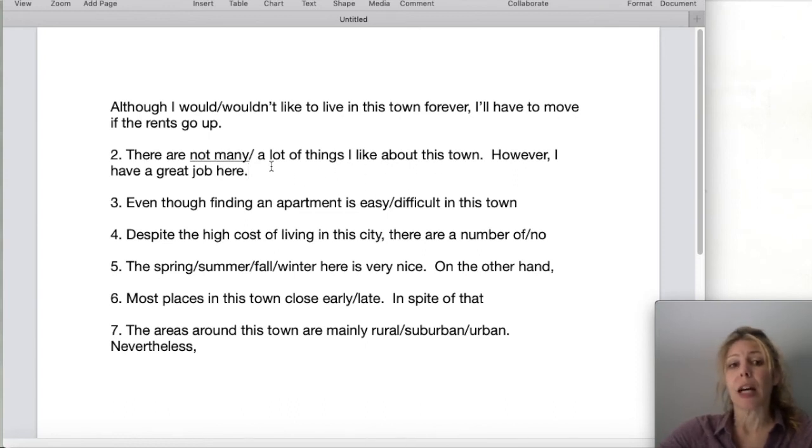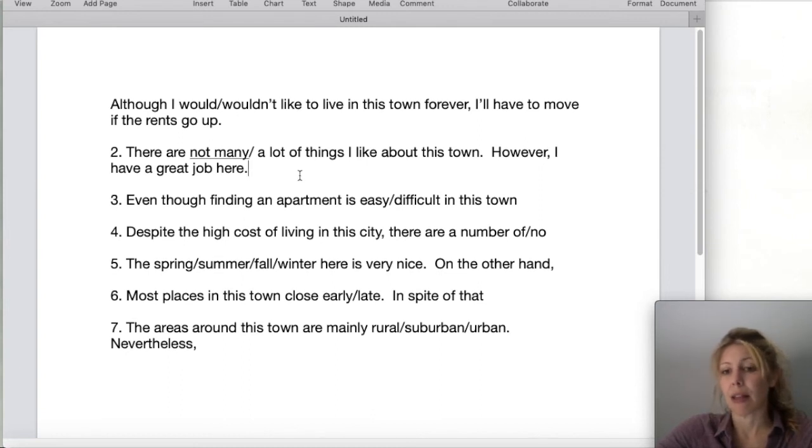Now, if you said, there are a lot of things I like about this town. However, I'll have to move if my rent goes up. You know, kind of the same idea we saw before. There's a lot of things I like about this town. However, I'm having trouble finding a job.